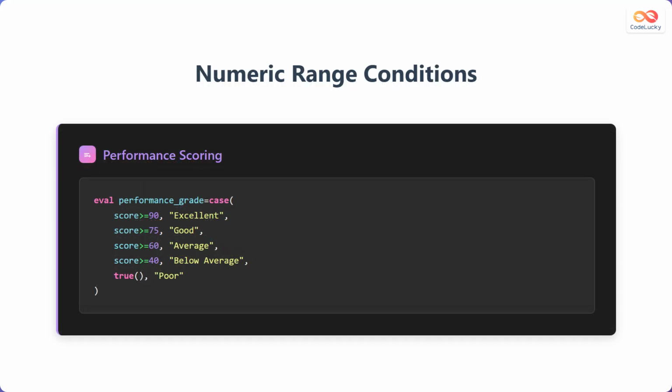Numeric range evaluations are another common use case for the case command. This performance scoring example shows how to categorize numeric values into different grades. If the score is greater than or equal to 90, we assign excellent. If the score is greater than or equal to 75, we assign good. If the score is greater than or equal to 60, we assign average. If the score is greater than or equal to 40, we assign below average. Otherwise, we assign poor. Notice how the conditions are ordered from highest to lowest values for proper evaluation.